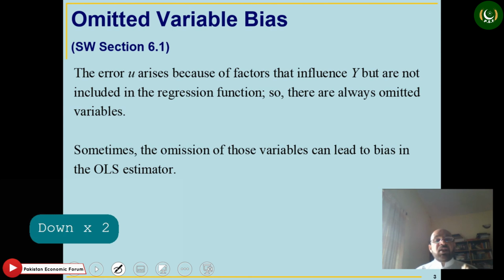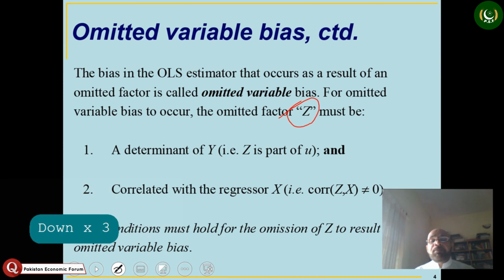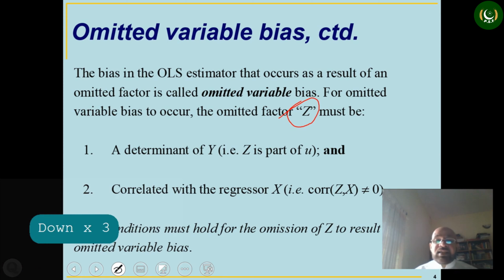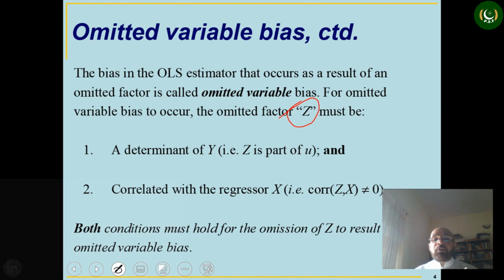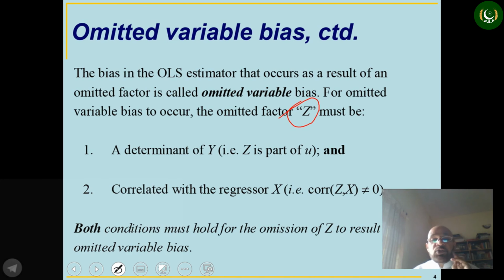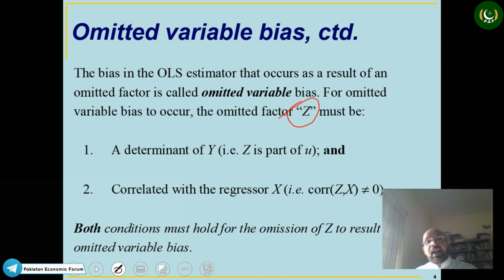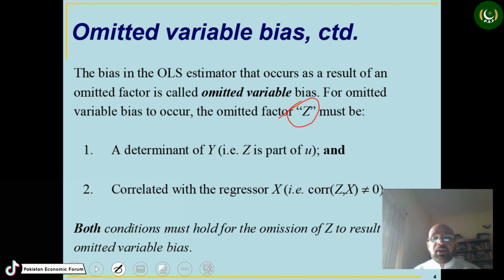Omitted variable bias. When omitted variable bias occurs, there must be 2 conditions. First of all, a variable z on the right hand side must be a determinant of y. The second condition is that it is correlated with variables on the right hand side of the equation, that is, it is related with x. If it satisfies these 2 conditions and is not included in the model, this will lead to omitted variable bias.